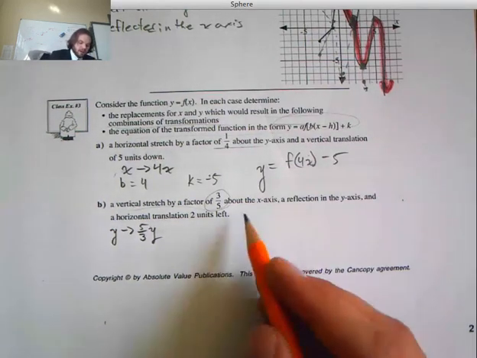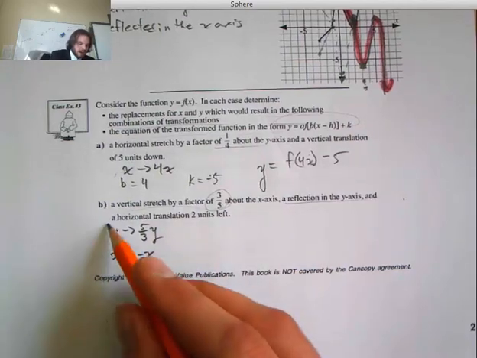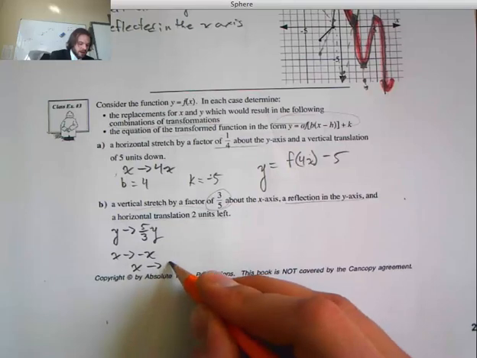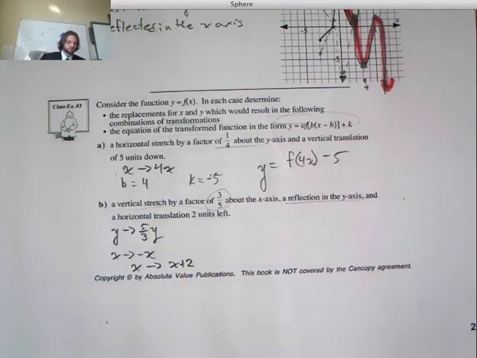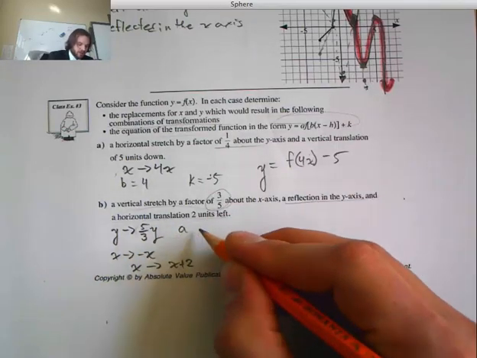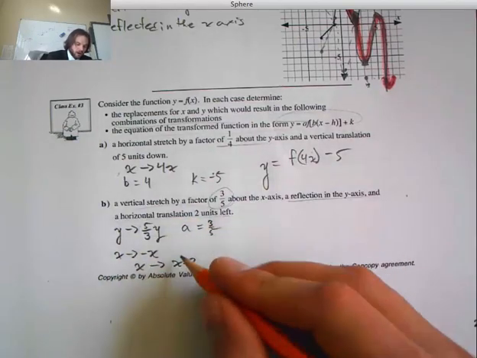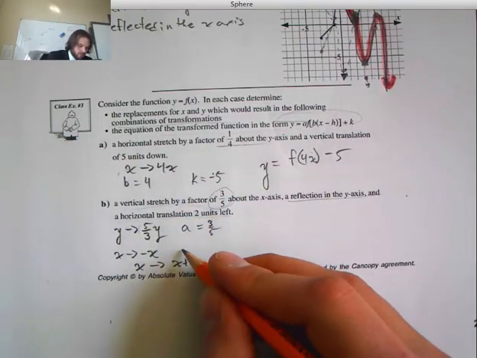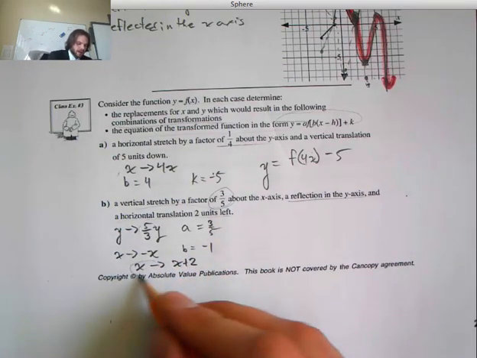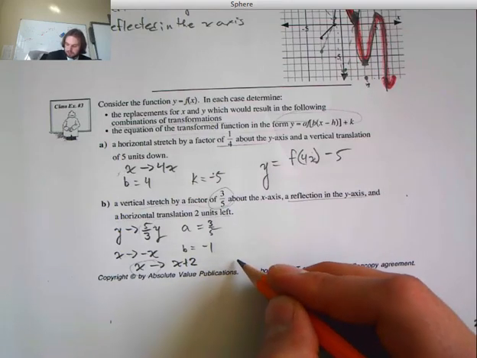Then we also have a reflection in the y-axis. So x goes to negative x. And a horizontal translation of 2 units left. So then x goes to x plus 2. So let's put all those in. So first of all, my a value here is equal to 3 over 5. Now my b value is equal to negative 1. And my x value is still x plus 2.